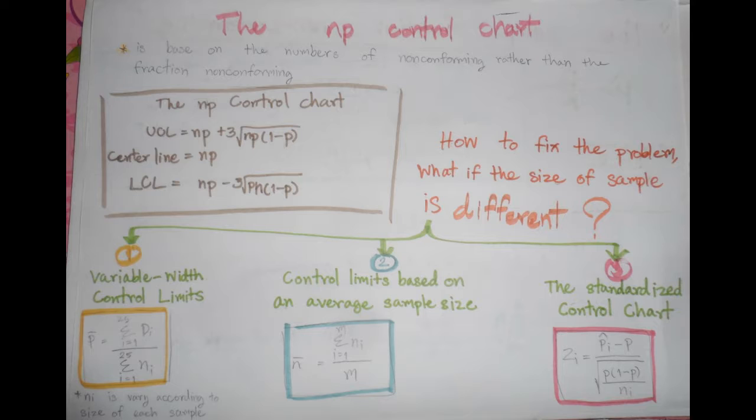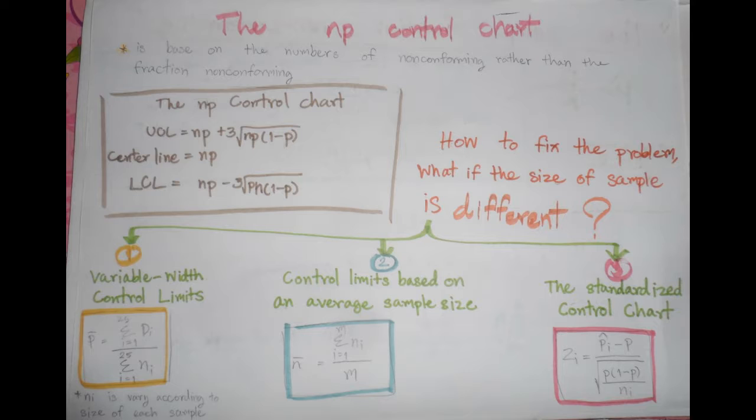But there are some problems about the difference of sample size and how to fix the problem. What if the size of the sample is different? There are 3 ways to fix the problem. 1. Variable-width control limits. 2. Control limits based on average sample size. And 3. The standardized control chart.